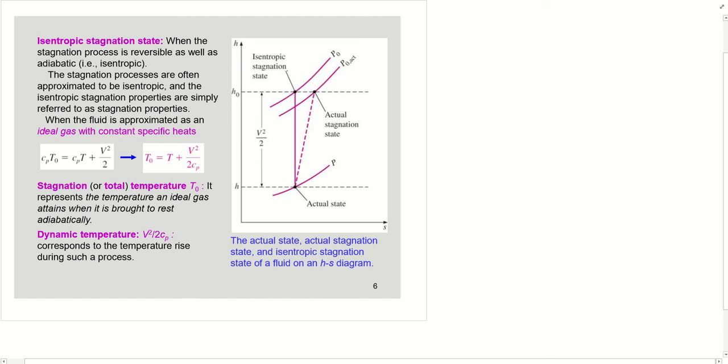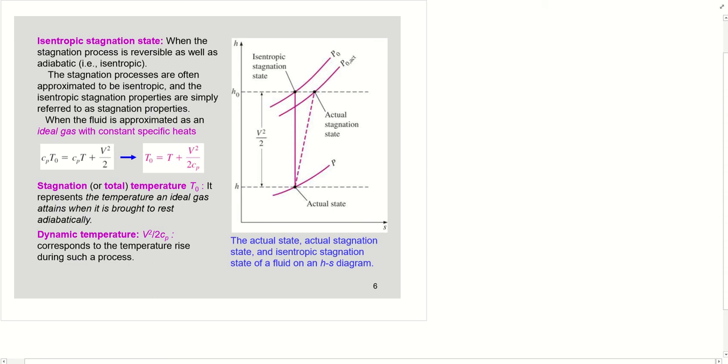Okay, what is an ideal situation? We consider no friction between the fluid inside the control volume, so it is an ideal situation. However, for the actual stagnation state, the actual process, there is friction. For example, there is friction in between the fluid and the piping system. So this friction will cause the pressure to be lower than the pressure for the isentropic stagnation state.